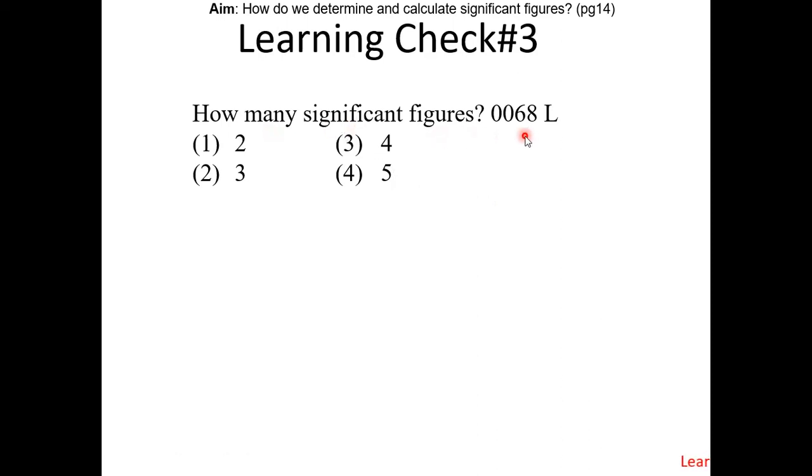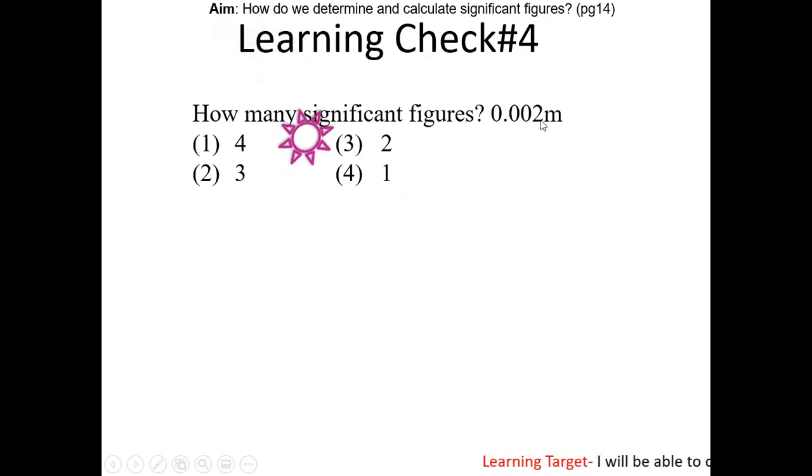How many significant figures is 0068 liters? Pause the video and resume once you have the answer. So the answer is choice 1, 2 sig figs, because these two zeros are leading zeros. They are not significant. How many significant figures is 0.002 meters? Pause the video, resume once you have the answer. So the answer is choice 4, 1. These leading zeros are not significant.